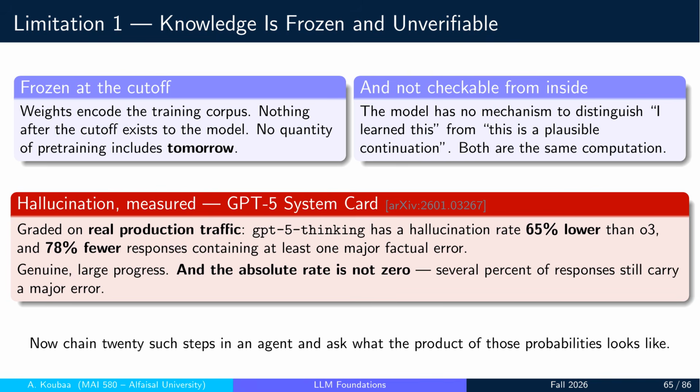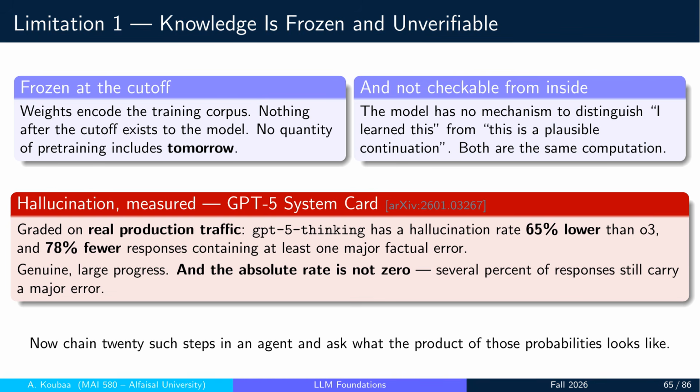Limitation 1 has 2 halves, and both matter. First, the knowledge is frozen at the cutoff. The weights encode the training corpus. Nothing after the cutoff exists for the model, and no quantity of pre-training includes tomorrow. That is not a weakness that scale can remove. It is a statement about time.